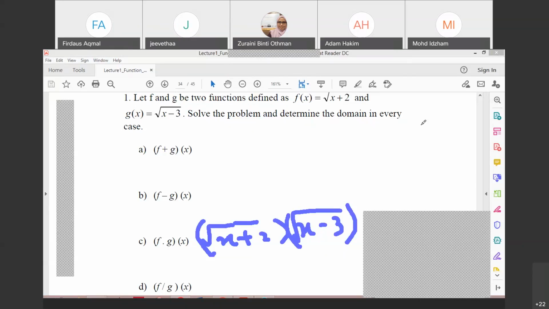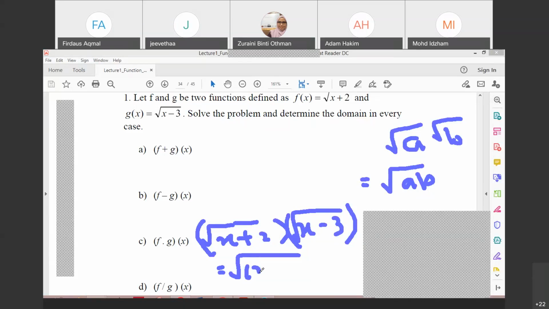Tapi kalau kita ada macam ni, punca A darab dengan punca B, dia akan dapat apa? Punca AB. So then this we can conclude, which is punca X campur 2 darab dengan X tolak 3. Okay, no need to kembangkan because this is the simplest term. Okay, this is the answer.